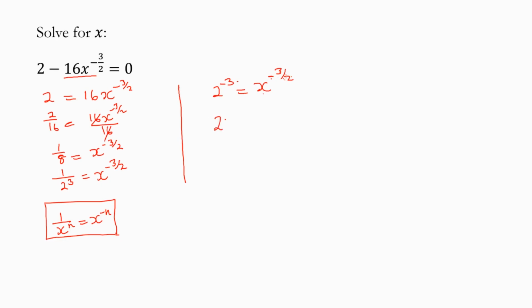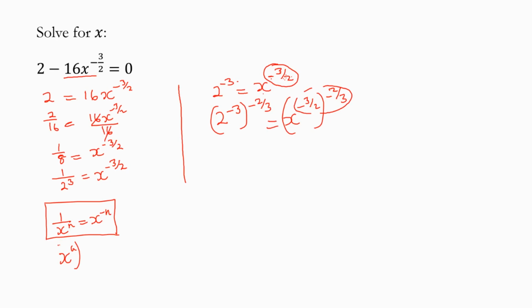So it becomes 2 to the power negative 3 to the power negative 2 over 3, the multiplicative inverse of this, is equal to x to the power negative 3 over 2 to the power of negative 2 over 3. See that? And then these two, remember, when you raise a power to a power, you multiply the exponents. Negative 3 over 2 times negative 2 over 3 will give us 1, which is x.